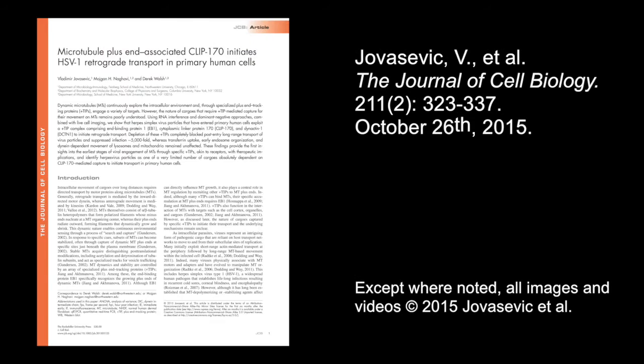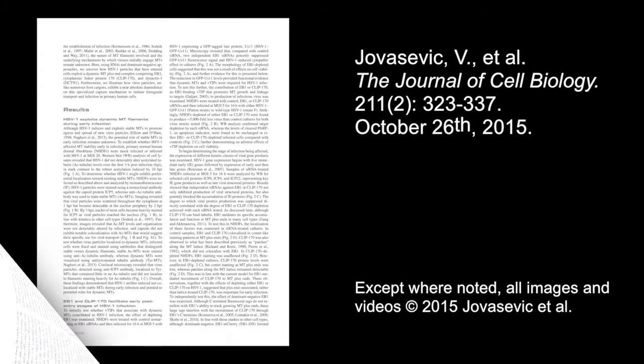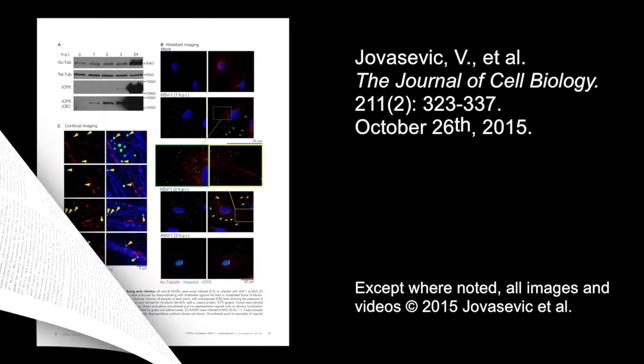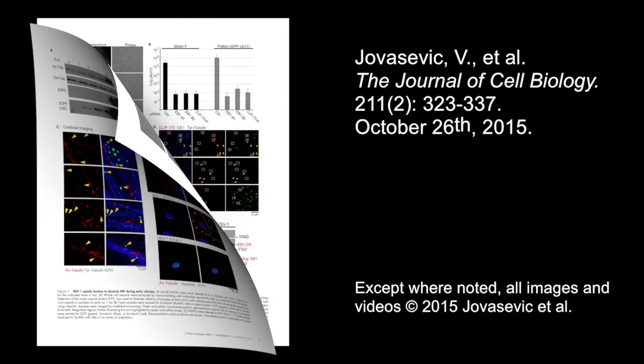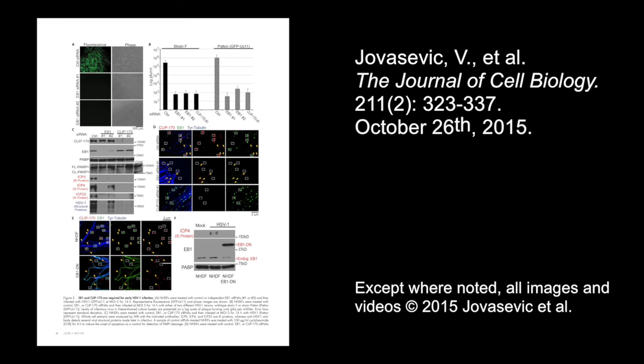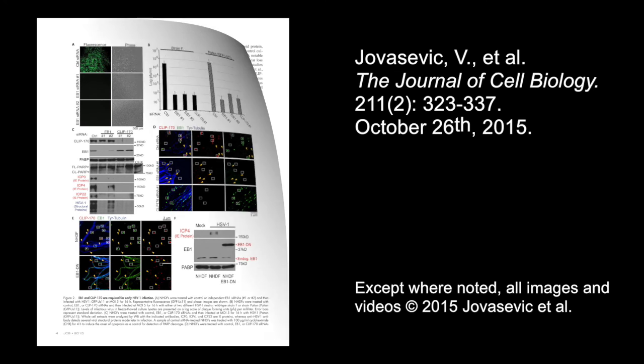We're now trying to figure out how the virus is actually targeting this complex. It seems very critical to infection, and so what we're trying to figure out is how the virus is engaging dynactin. We're also quite interested in how this might function in neurons because the virus is neurotropic. In the meantime, however, you can learn more about how microtubule plus end-associated CLIP-170 initiates herpes simplex virus retrograde transport in primary human cells in the paper by Jovasevic et al., published in the October 26, 2015 issue of the Journal of Cell Biology.